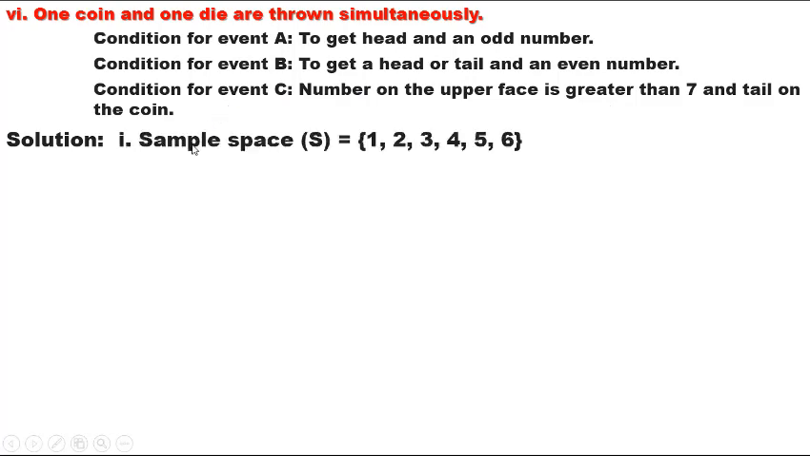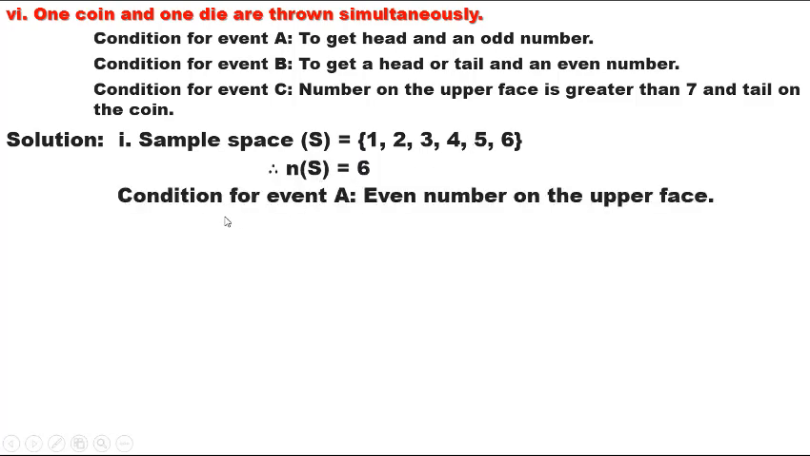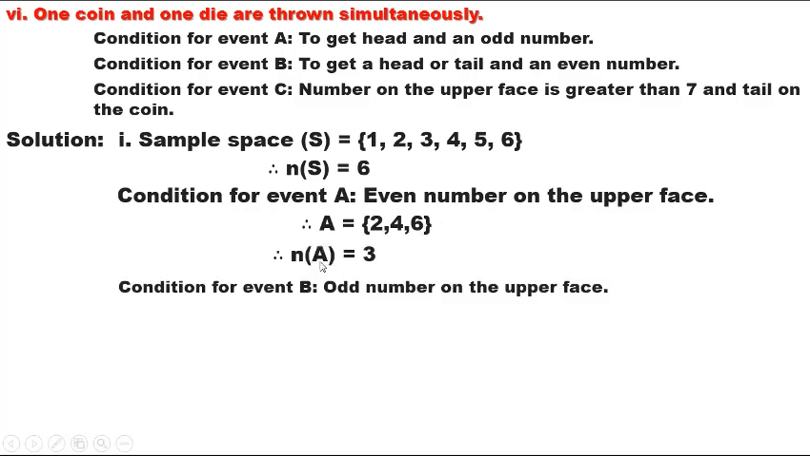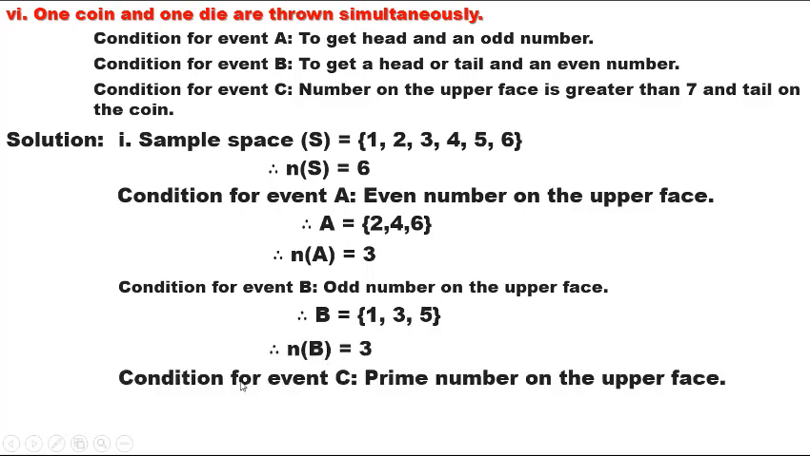Solution. First, sample space S is equal to 1, 2, 3, 4, 5, 6. Number of sample points is equal to 6. Conditions for event A: even number on the upper face. A is equal to 2, 4, 6. Number of A is equal to 3. Conditions for event B: odd number on the upper face. B is equal to 1, 3, 5. Number of B is equal to 3. Conditions for event C: prime number on the upper face. C is equal to 2, 3, 5. Number of C is equal to 3.